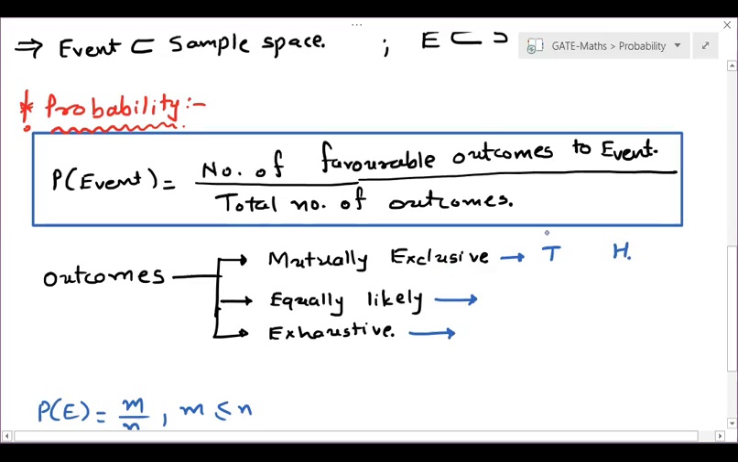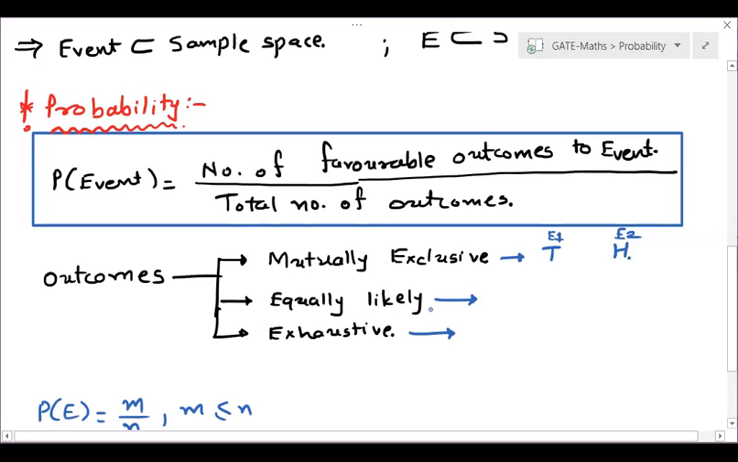Suppose I'm defining one event that I am getting tails, and another event that I am getting head. So in the first event, if I'm getting tails, I should not also get head in that chance, in that experiment only. If I'm tossing a coin once and I get head, then I'm not getting tails, and if I get tails, I'm not getting head. Is it clear or not? So this is your mutually exclusive.